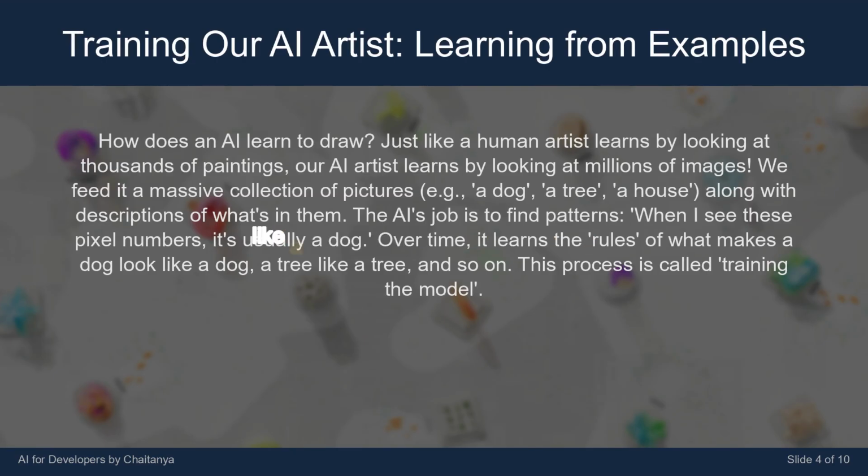How does an AI learn to draw? Just like a human artist learns by looking at thousands of paintings, our AI artist learns by looking at millions of images. We feed it a massive collection of pictures, e.g., a dog, a tree, a house, along with descriptions of what's in them. The AI's job is to find patterns. When I see these pixel numbers, it's usually a dog. Over time, it learns the rules of what makes a dog look like a dog, a tree like a tree, and so on. This process is called training the model.